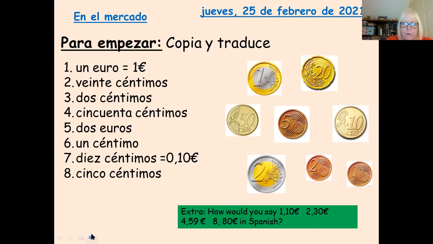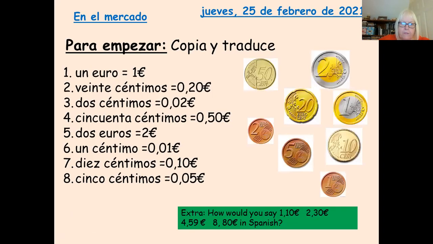Okay, so those of you who have done that well should now have something like this. So un euro would be written as €1. 20 centimos would be written as no euros, but 20 cents. So you get 0, and then either a comma or a full stop, and then 20. So it's a bit like writing 1.50 or £1.50. Remember, the euro sign comes after the figures in Spanish.